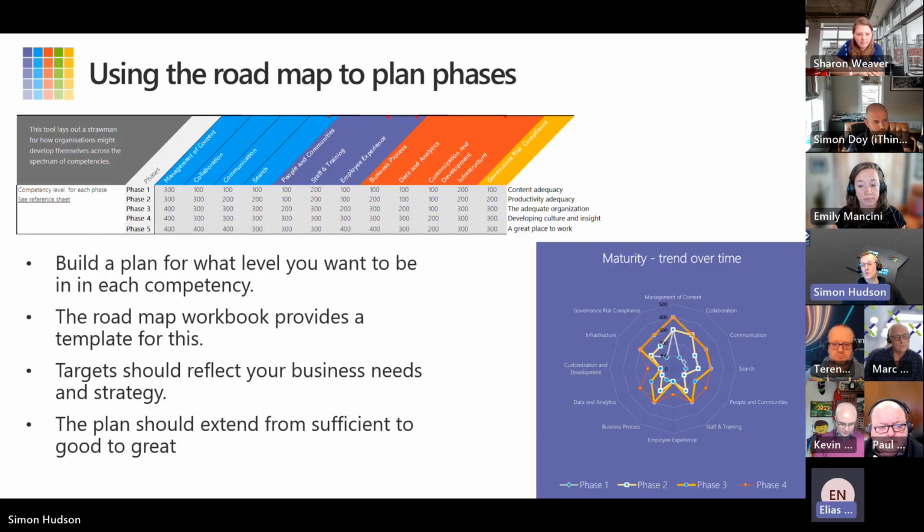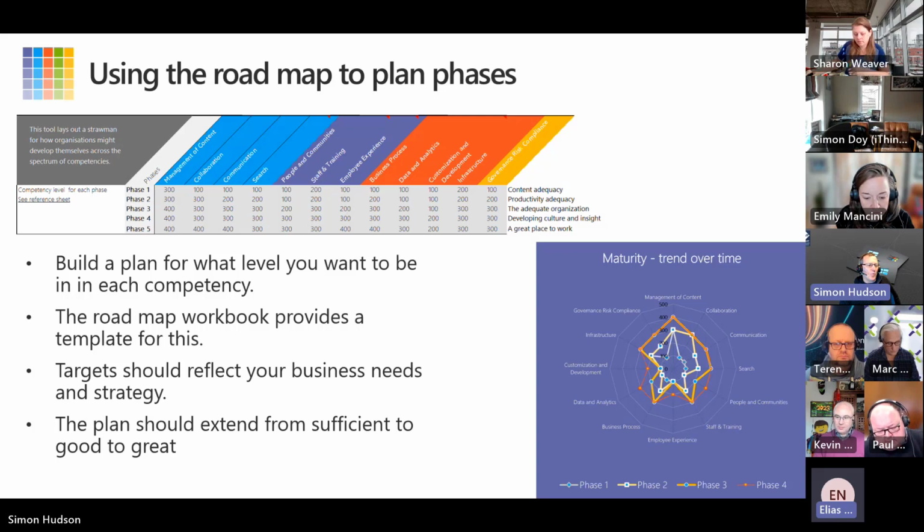Right, so we've built your tool, which we'll share in due course. It looks quite a lot like the workshopping tool that we used, but there are some differences. This is a straw man, a default position for what you might want to have as your targets for each level. And we recommend you change it to meet your needs. I'll talk about that in a sec, but let's just have a look at what we've got here.